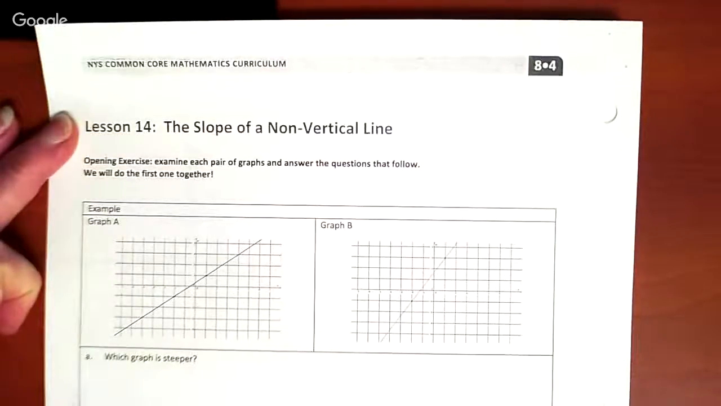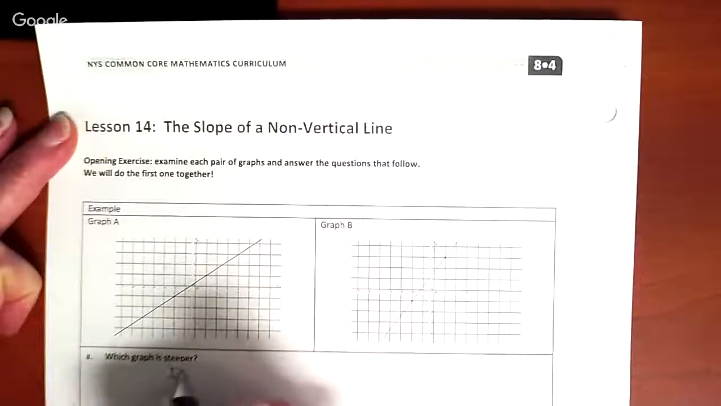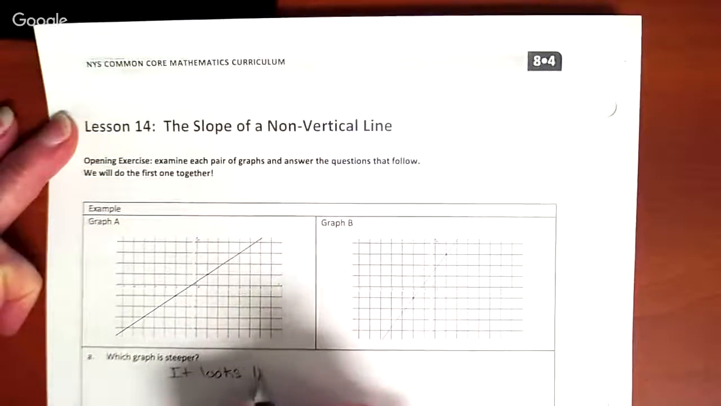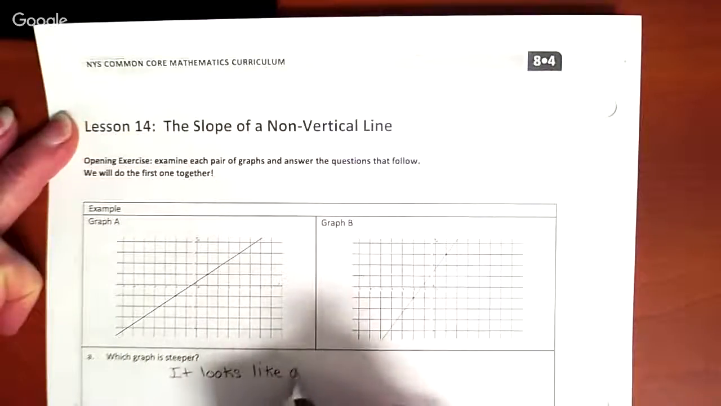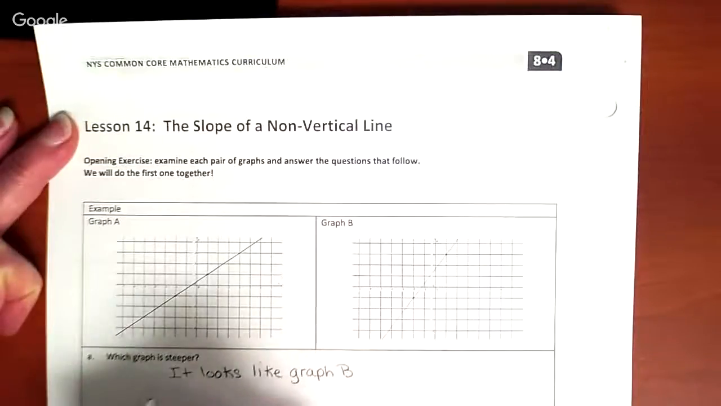Lesson 14, the slope of a non-vertical line. The opening exercise is to examine each pair of graphs and answer the questions that follow. We will do the first one together. Which graph is steeper? It looks like graph B is steeper.